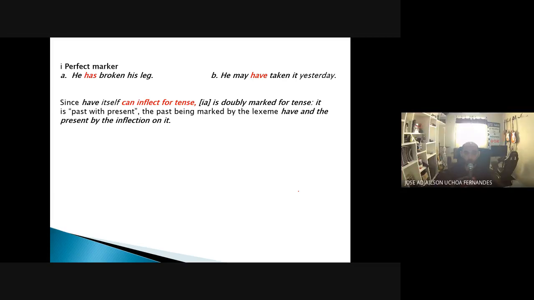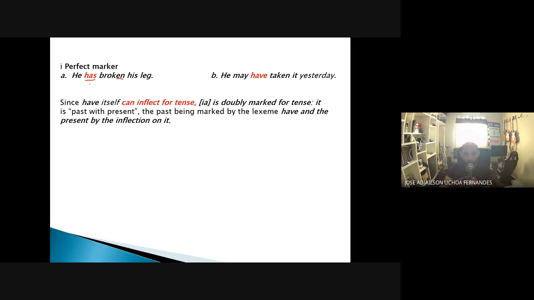So, since have itself can inflect for tense, can't it? Have, past, had. Okay. One way is doubly marked for tense. Take a look at 1a. He has broken his leg. So we have a mark for verb tense in have, and we have a mark for verb tense in broken.